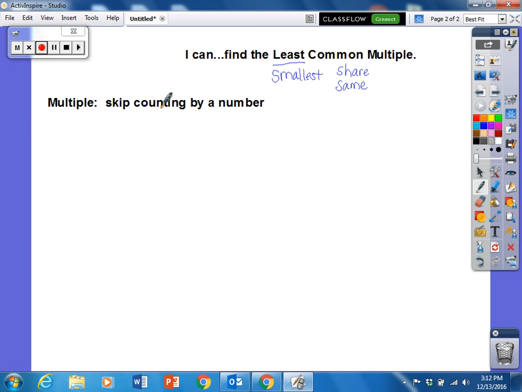A multiple is when we skip count by a number. And the least common multiple strategy that we do is to make the big M. And I make the big M because multiple starts with M. And it's just an easy way to help us remember what we're doing, factors or multiples. So when we make the big M, we put the two numbers we're going to be working with on the outsides of the M.